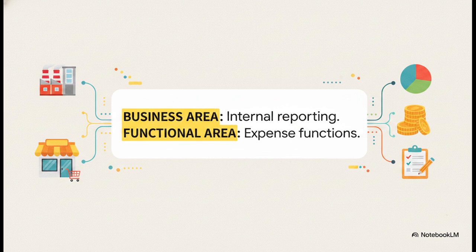A business area represents your operational segments. Think specific product lines, branches, or divisions, like separating your retail arm from your manufacturing arm. A functional area, on the other hand, classifies expenses according to their business function for cost of sales accounting. So that's distinguishing between production costs, sales costs, administration, and marketing.